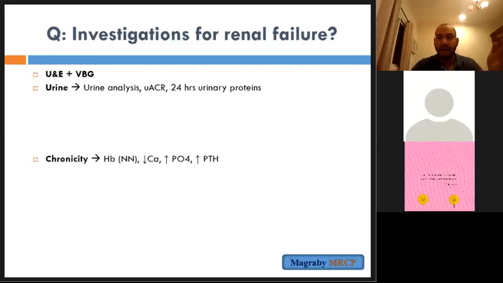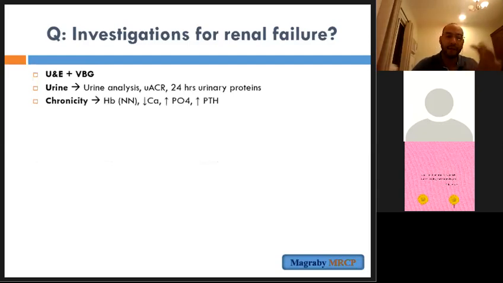Some markers of chronicity: if a patient has renal failure or elevated serum creatinine, you would like to know if it's acute or chronic. Tests can give you a clue. If the patient has anemia, this indicates chronic kidney disease rather than acute. If the patient has hypocalcemia, hyperphosphatemia or hyperparathyroidism, this indicates a long-term process, matching more with chronic kidney disease.